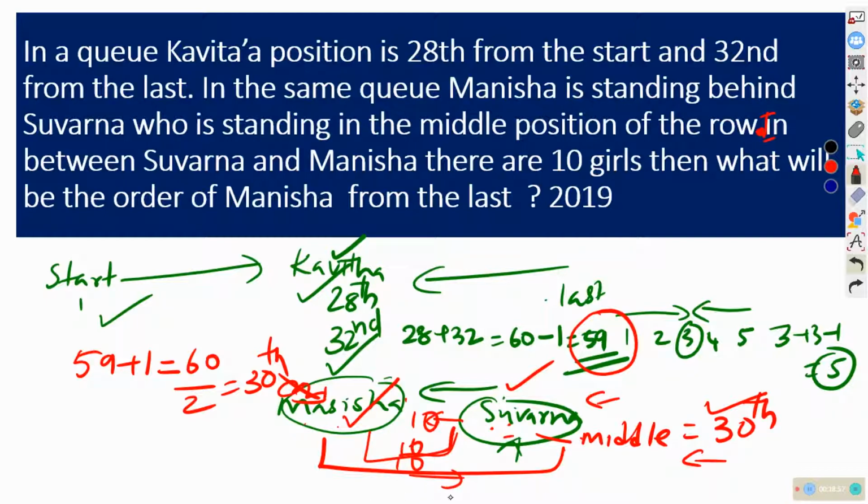Suvarna is 30th. Then behind Suvarna, 10 girls, and you reach Manisha, so Manisha plus 10 girls in between plus 1. That means 30 up to Suvarna, 10 more, and then Manisha is in the 41st position. We have come to 41 from that side. Understood? Now, from the other end, if this is 41, then the position of Manisha will be 19th.